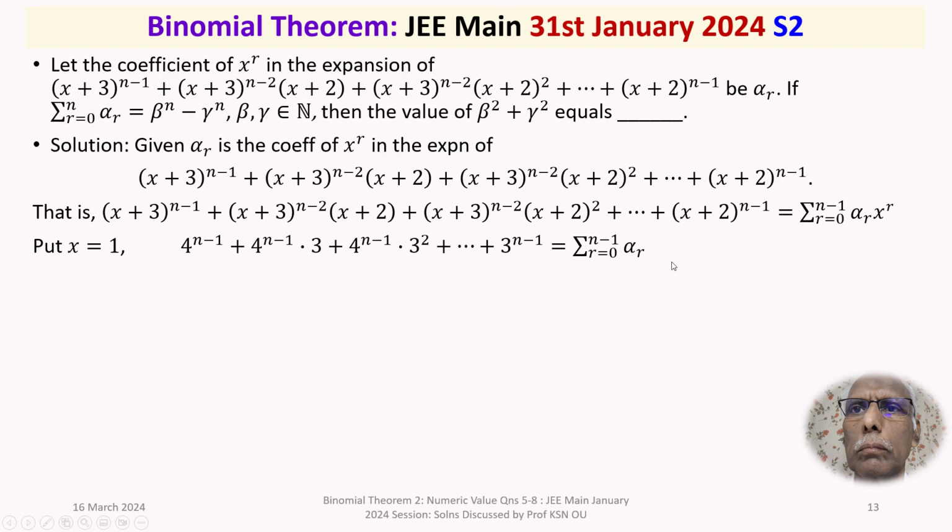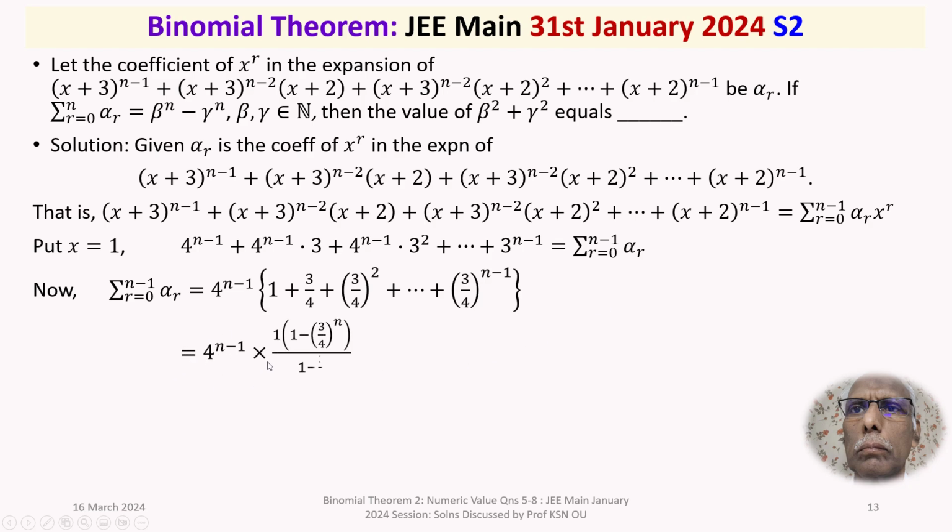So sigma r equal to 0 to n minus 1 alpha r is equal to, taking 4 to the power of n minus 1 common, 1 plus 3 by 4 plus 3 by 4 whole square, up to 3 by 4 to the power of n minus 1. So it's a geometric progression with first term 1 and common ratio 3 by 4, which is less than 1, and the number of terms is n. So that will be 4 to the power of n minus 1 into a into 1 minus r to the power of n by 1 minus r, where r is 3 by 4. So we get this one.